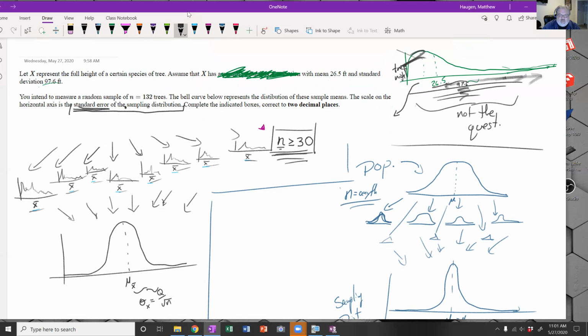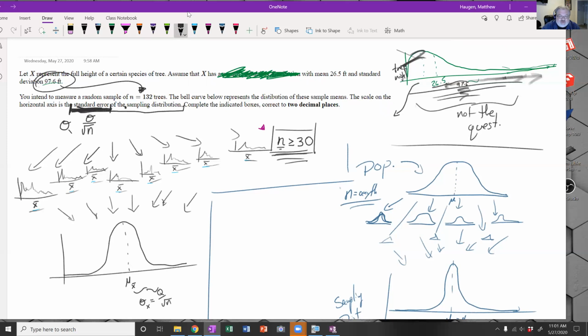Standard error automatically means we're in the sampling distribution. So the fact that it says standard error means we should be using that sigma, the standard deviation, divided by the square root of the sample size. It automatically tells us to take that standard deviation and shrink it based on the sample size. Fair? So when you see the word standard error, that's what it's referring to.